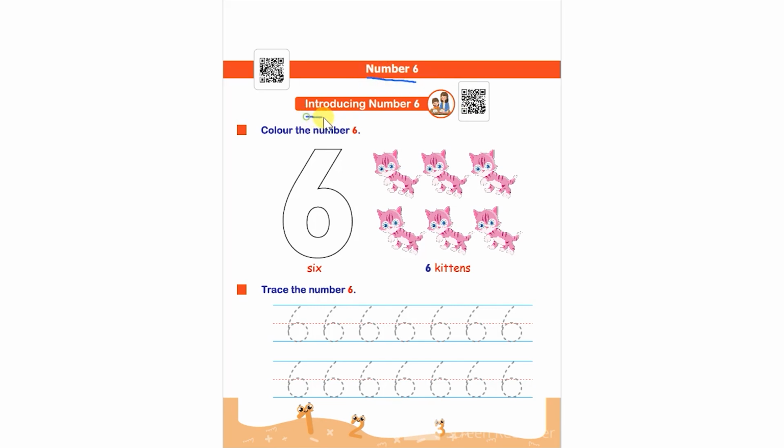In this worksheet, the topic is number 6. Over here we are introducing the number 6. Color the number 6. So here the child has to color the given number 6. They can use crayons or pencil colors to do the same over here.